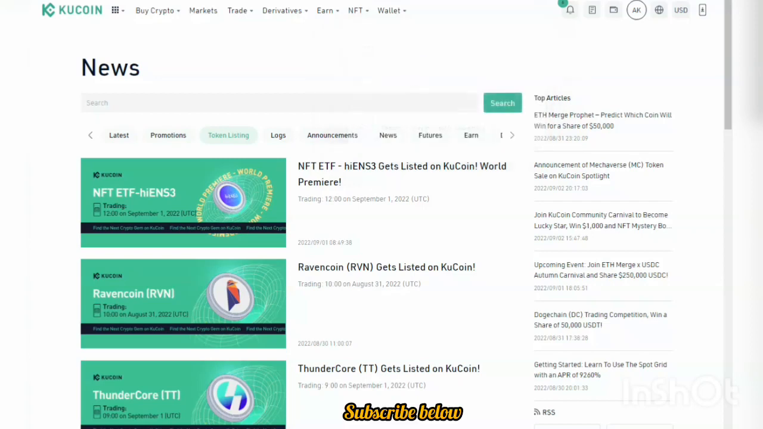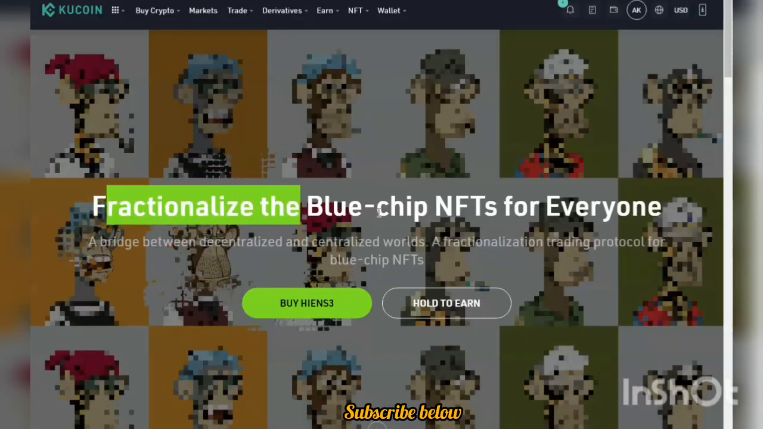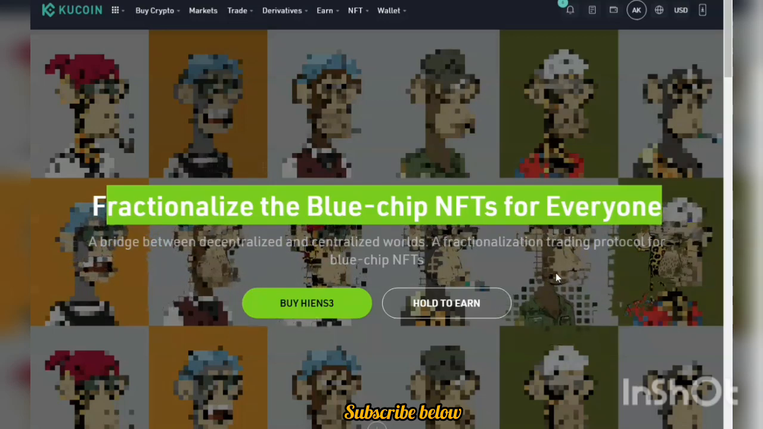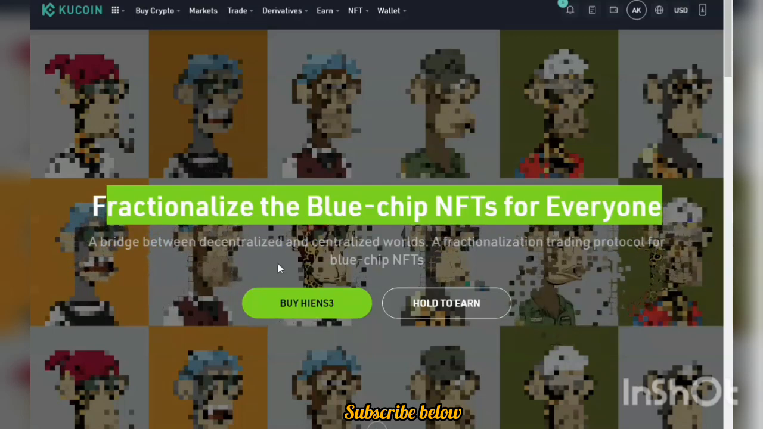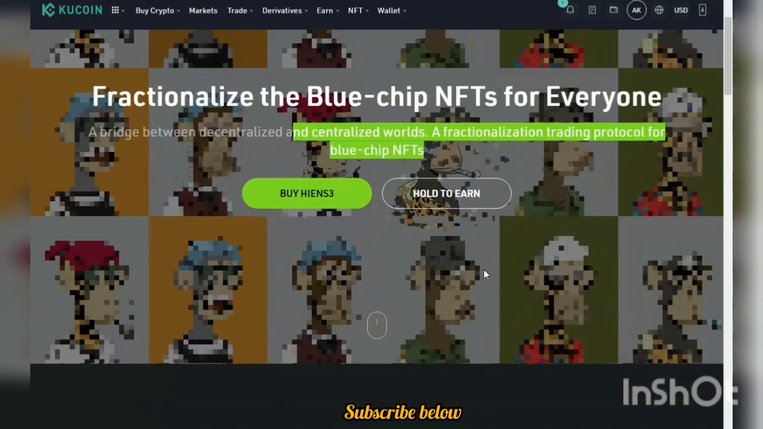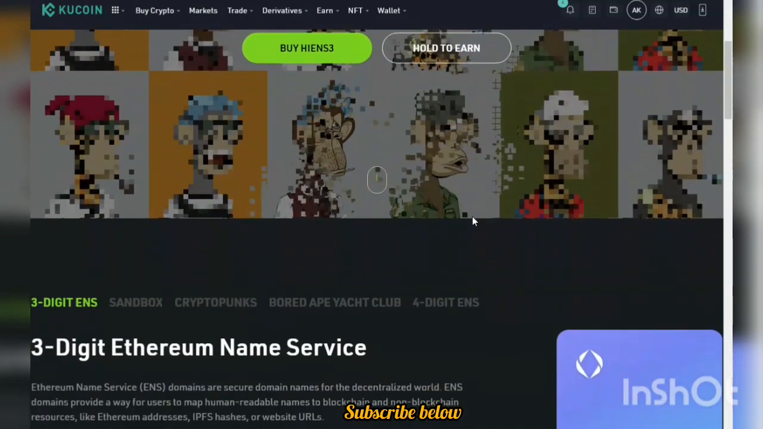So fractional NFT is going to take you directly to this page here where you'll be able to see the fractionalized blue chip NFTs for everyone. Now, this is a bridge between decentralized and centralized worlds, a fractionalization trading protocol for blue chip NFTs. Here you can make an investment into the NFT space.